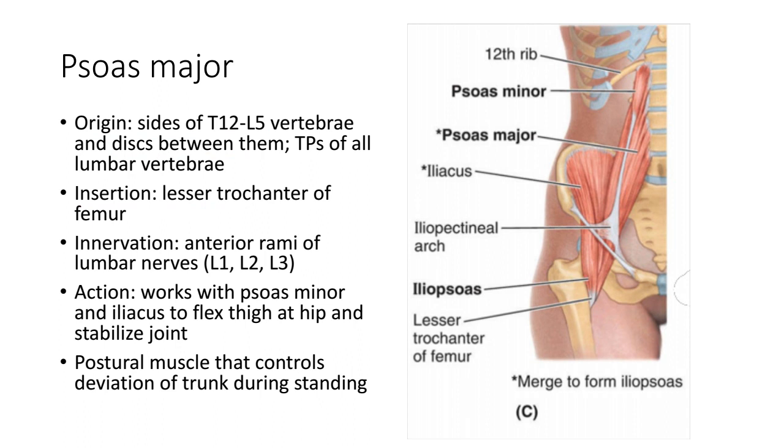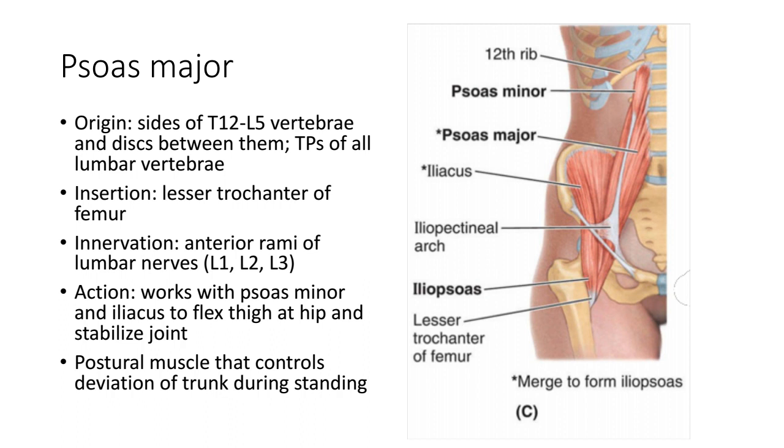So let's look at origin, insertion, innervation, and action. The psoas major originates on the sides of the T12 to L5 vertebrae and the discs in between them, as well as the transverse processes of all the lumbar vertebrae. It inserts into the lesser trochanter of the femur. The psoas major is innervated by the anterior rami of the lumbar nerves, L1, 2, and 3.